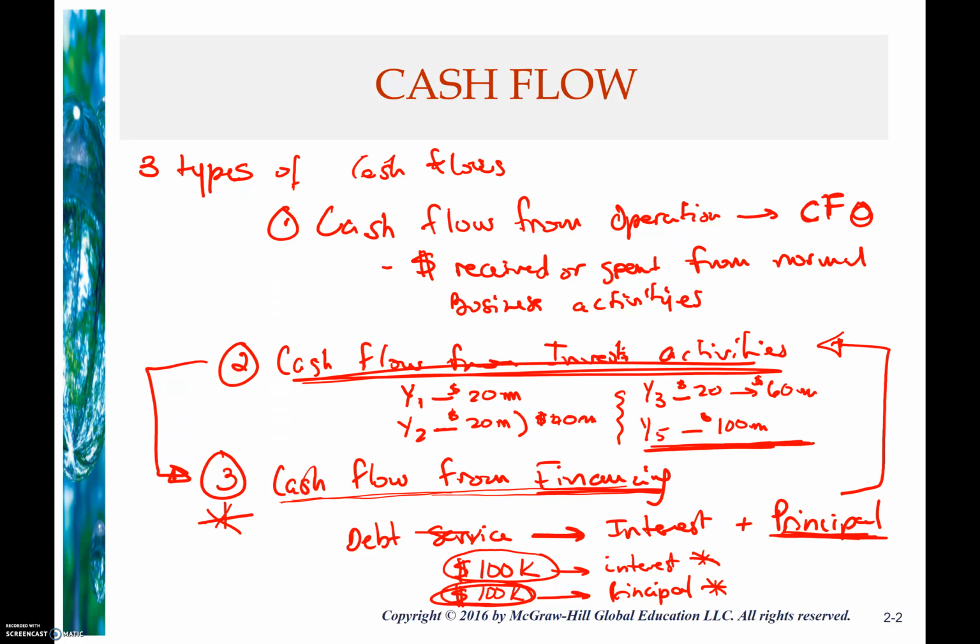And that's simply how you look at your cash flow. You have 3 sections: cash flow from operations, cash flow from investing activities, and cash flow from financing. Okay, as simple as that.